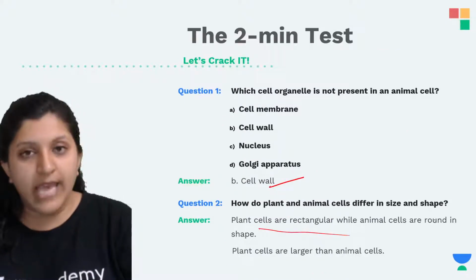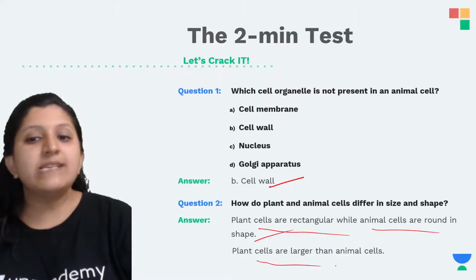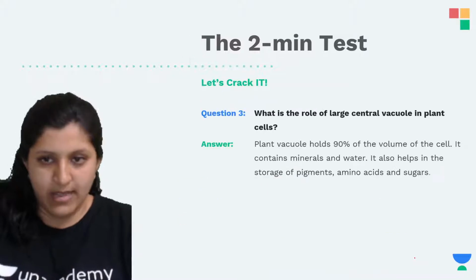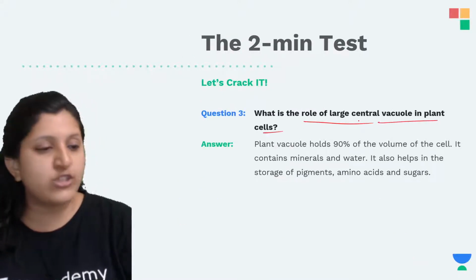Plant cells are rectangular while animal cells are round in shape. Plant cells are larger than the animal cell. Now, what is the role of large central vacuole in case of a plant cell?